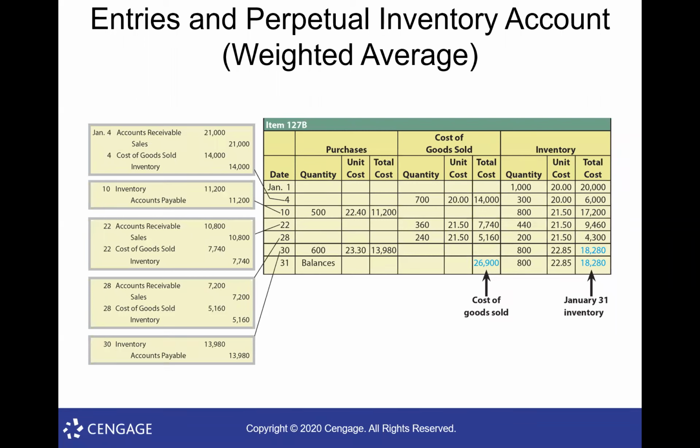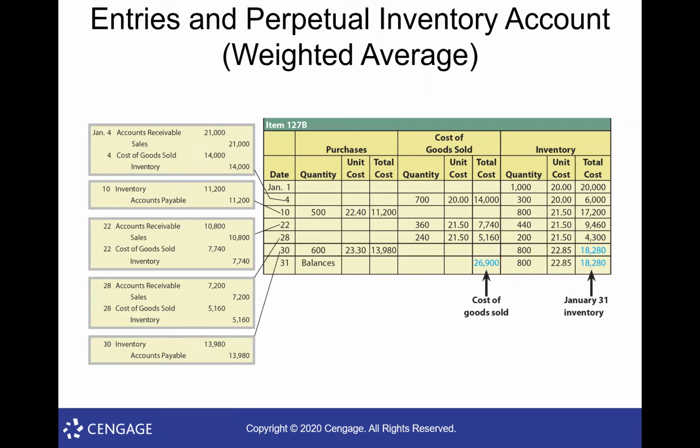All right, weighted average. Same idea. We started with 1,000 units, costing $20 apiece. On the 4th, we sold 700. Whenever we only have units of a single cost, there's not really any question of which one we sold, so that makes it easy. Sold 700 at a cost of $20 apiece, and so we're left with 300 at $20.